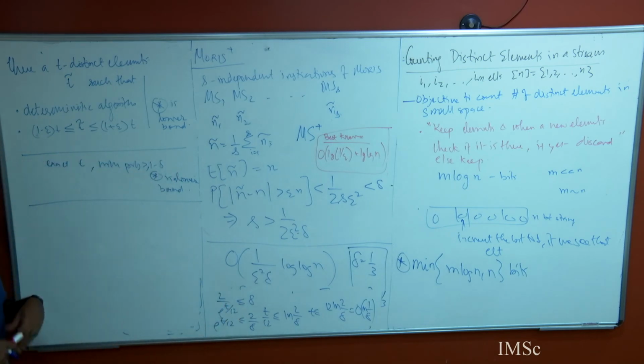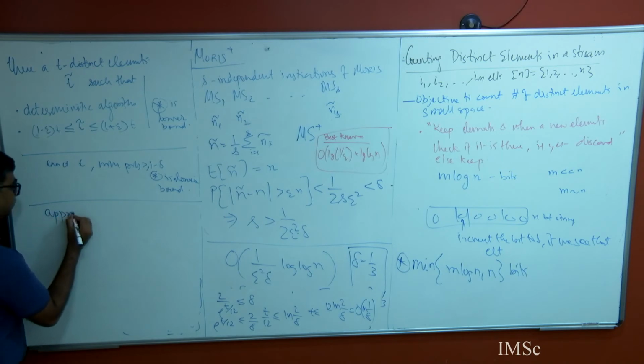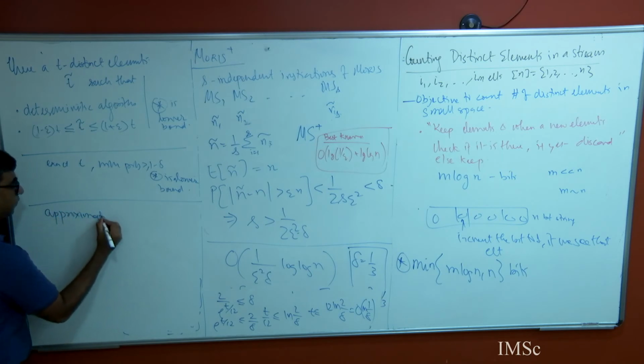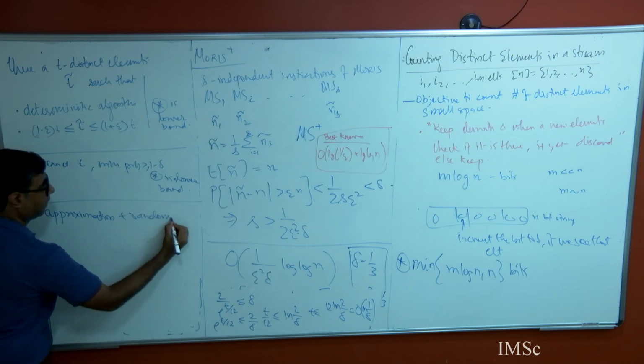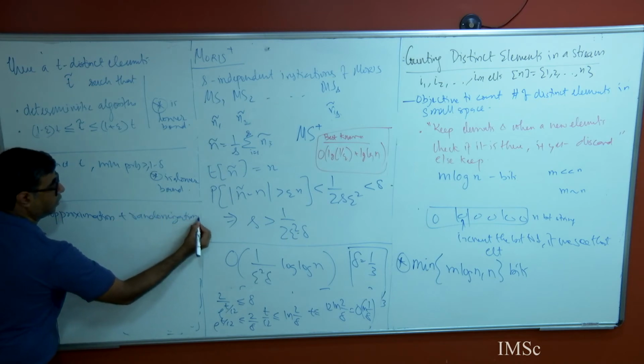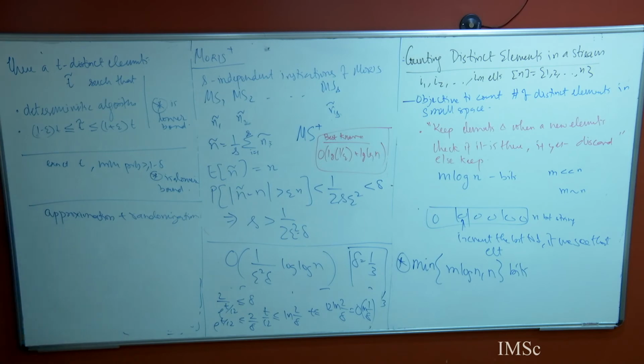But suppose now I allow you both, I give you the power of approximation plus randomization. We can actually achieve polylog in space.